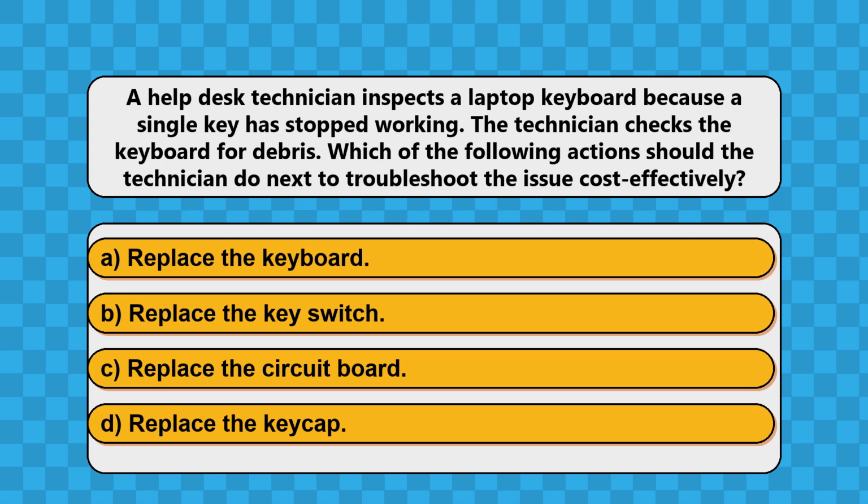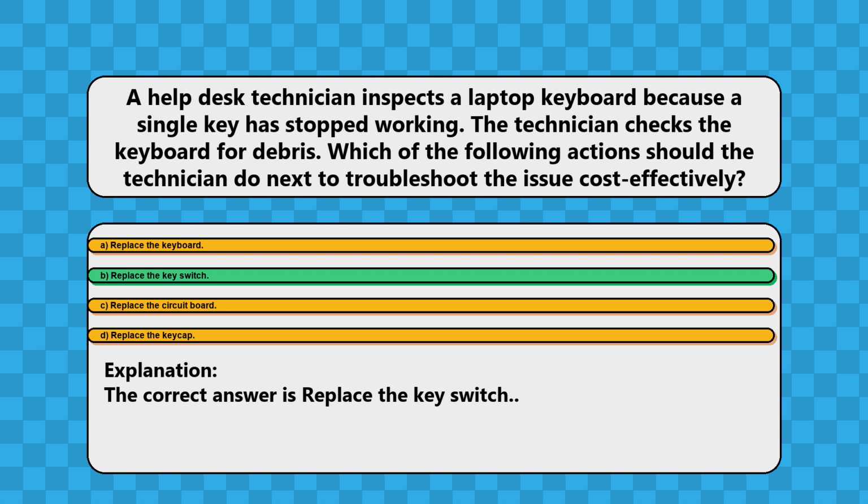Question 64. A help desk technician inspects a laptop keyboard because a single key has stopped working. The technician checks the keyboard for debris. Which of the following actions should the technician do next to troubleshoot the issue cost-effectively? Option A, replace the keyboard. Option B, replace the key switch. Option C, replace the circuit board. Option D, replace the keycap. The correct answer is option B, replace the key switch.